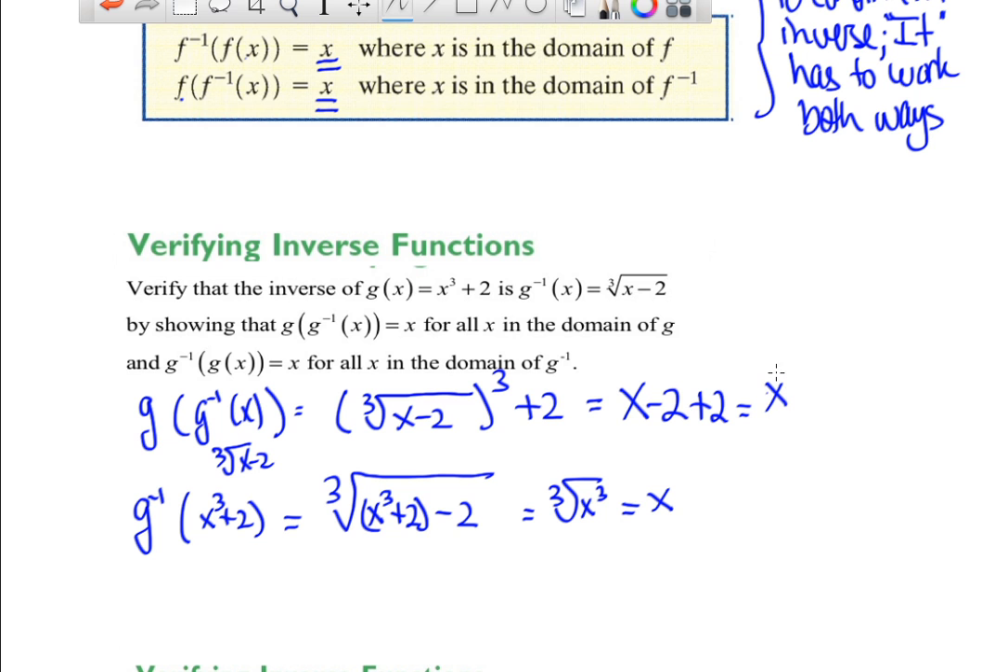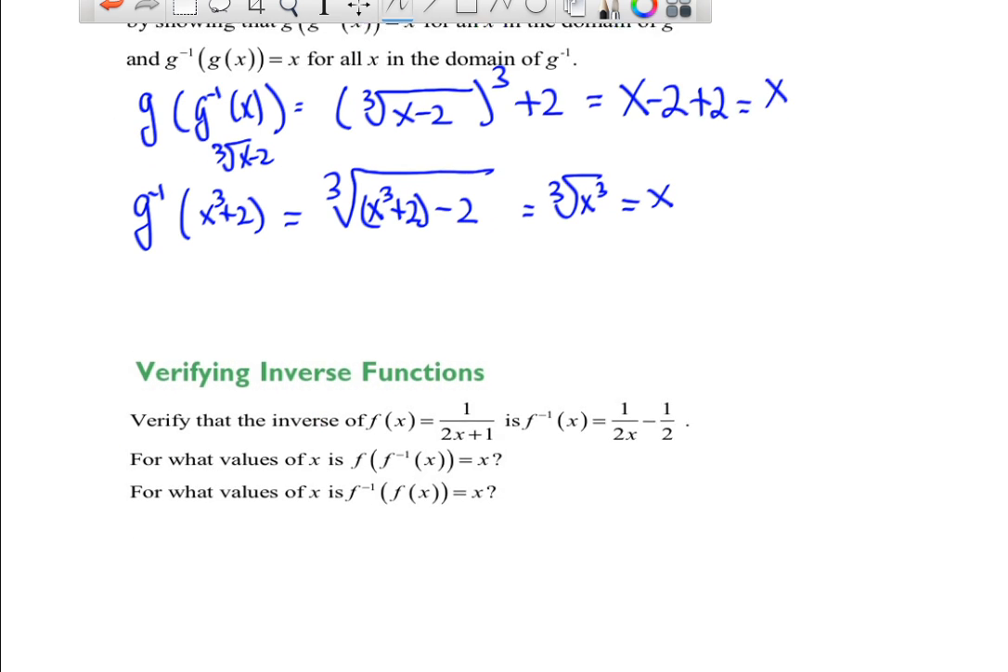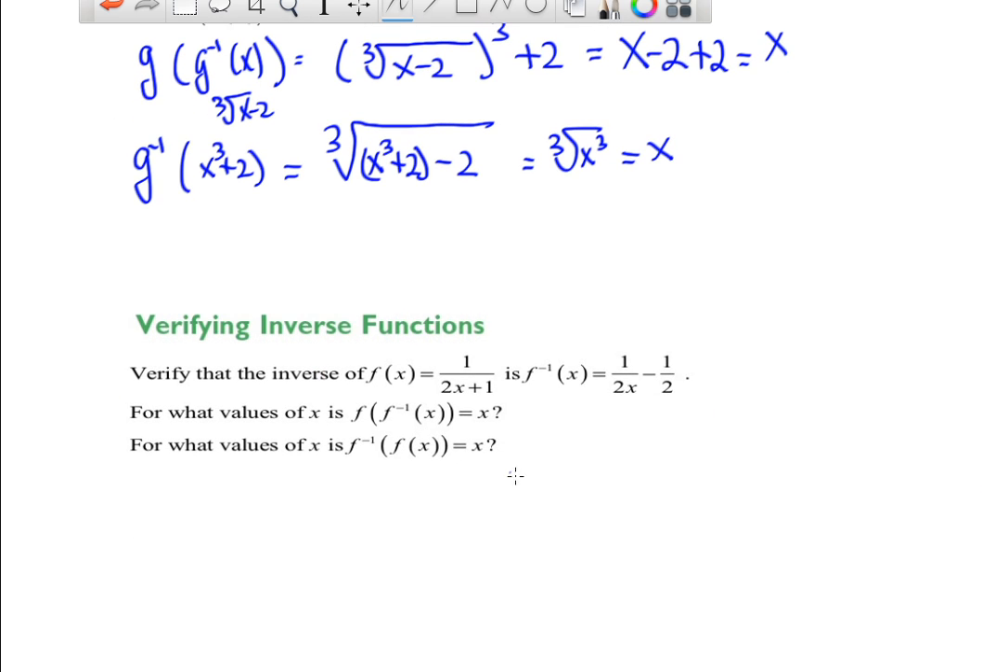Now I've sort of purposely skipped over the whole domain question here. So let's make sure that domains are working here. So the domain for a cube is all real numbers, and the cube root is also all real numbers. So I don't have any domain issues here. So this function here is indeed the inverse here for all x's. Okay? Alright, so how about here? For what values of x is this truly the inverse?